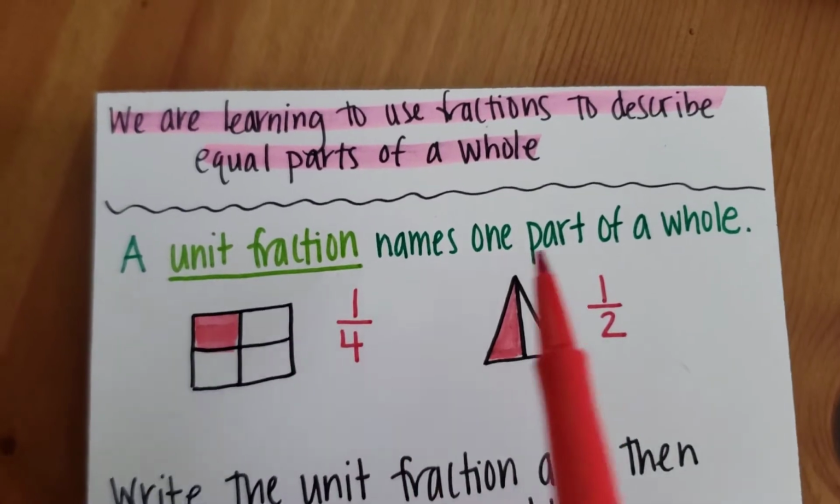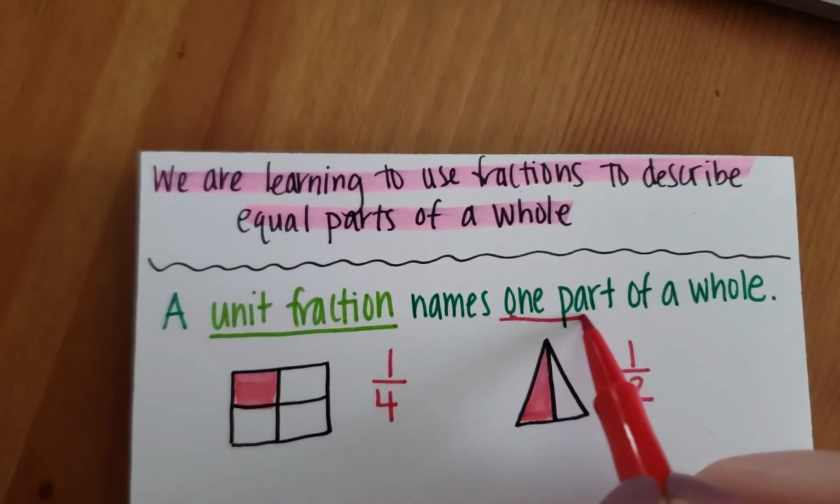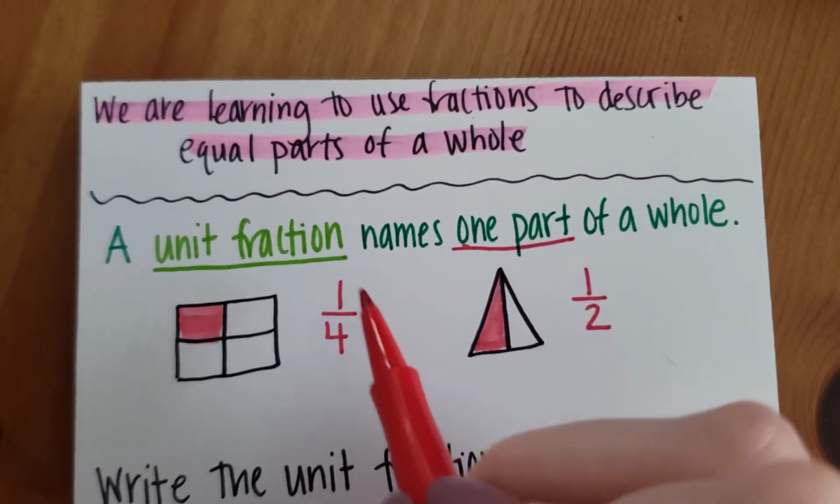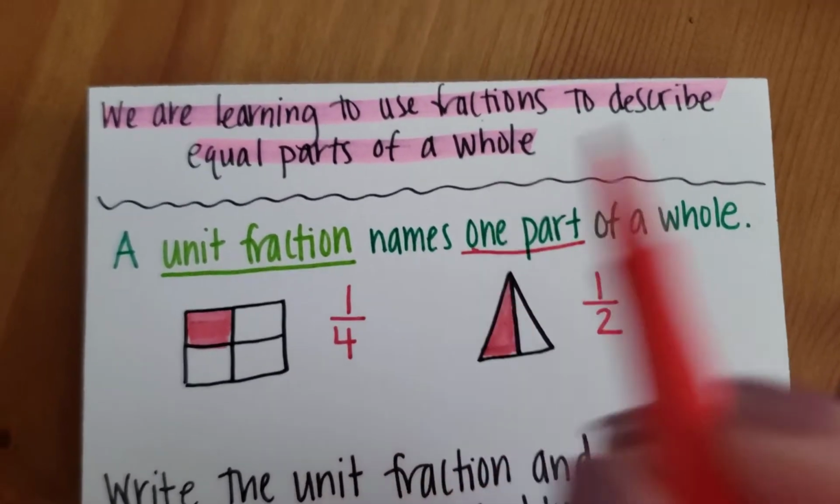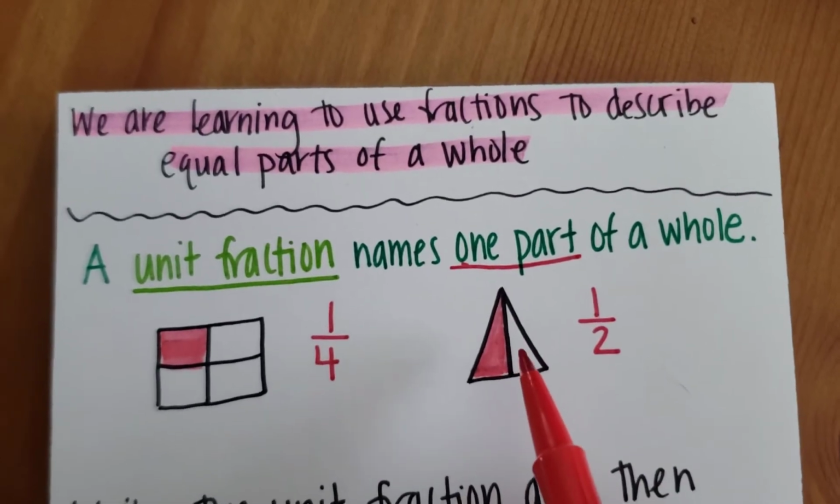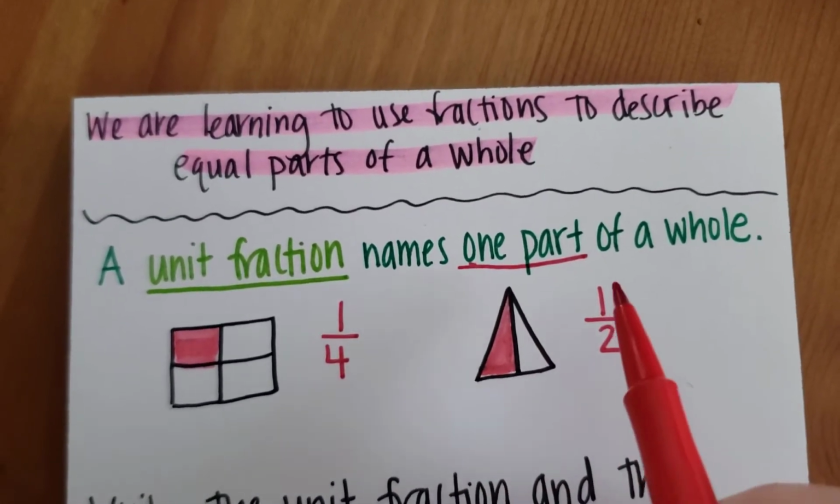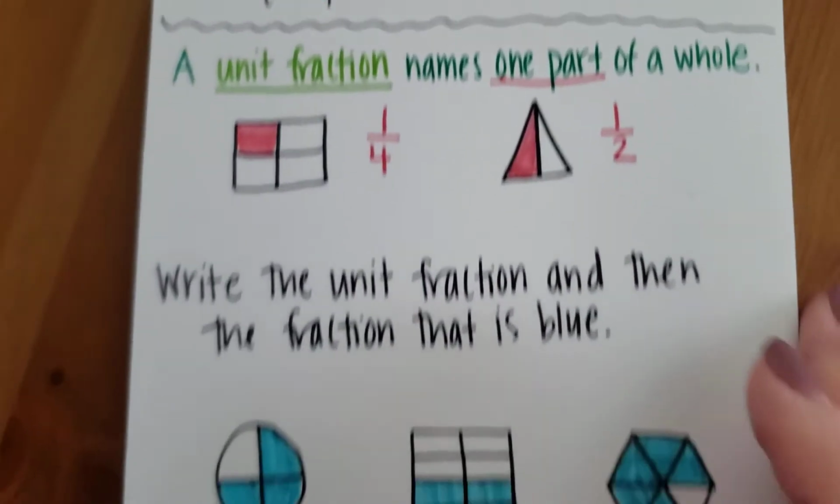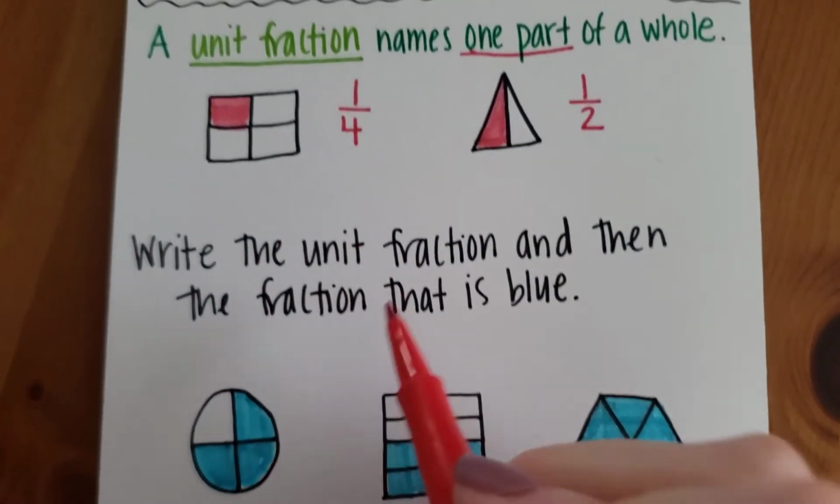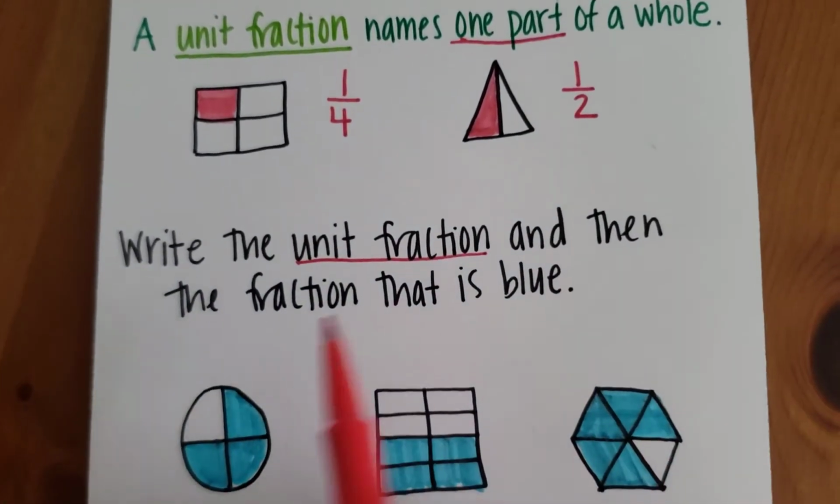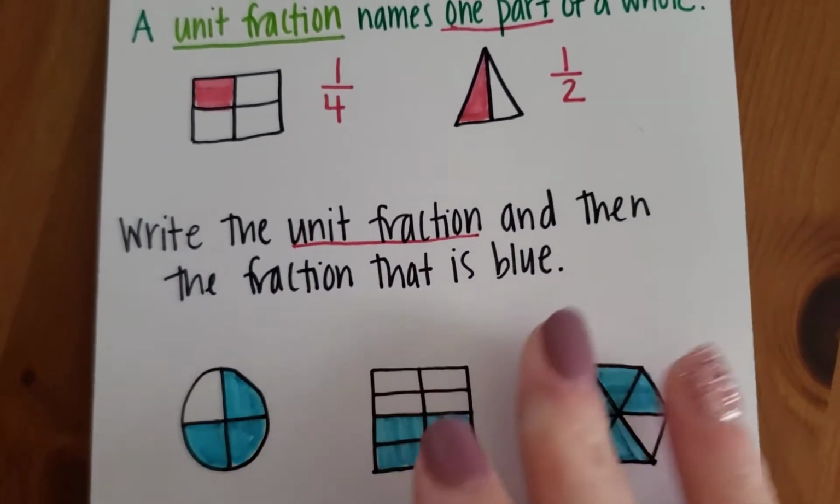Because a unit fraction names one part, our top number, our numerator, is always going to be 1 when we're talking about unit fractions. In this picture, my unit fraction is going to be 1 because our 1 goes on top out of 2 parts, so 1/2. So on these, we're going to write the unit fraction. So remember, unit fraction always has 1 above it, and then also the fraction that is blue.